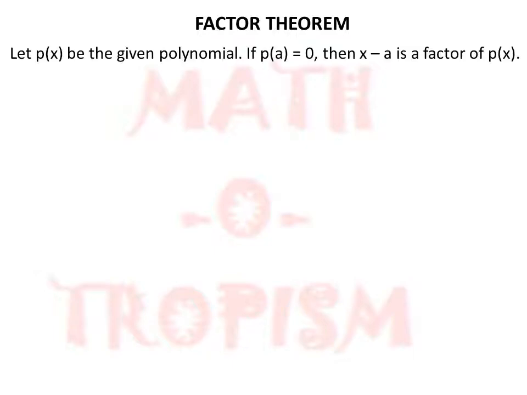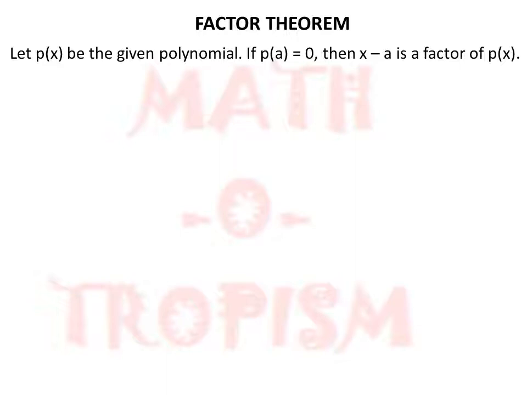Let p of x be the given polynomial. If p of a is equal to 0, then x minus a is a factor of p of x. So what I mean by that is, if we are given any polynomial, we are going to assume that it is equal to p of x, where p of x means it is a polynomial having the terms in variable x. Now, p of a means instead of x we are going to use some value, and that value can be anything. That is why I am using the variable a.